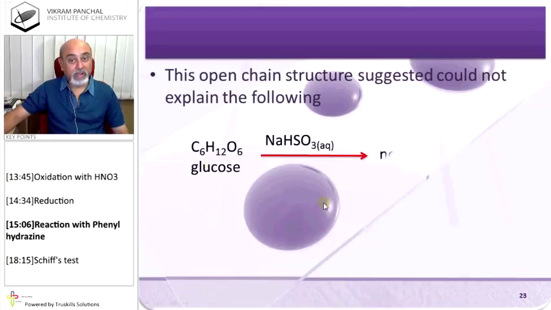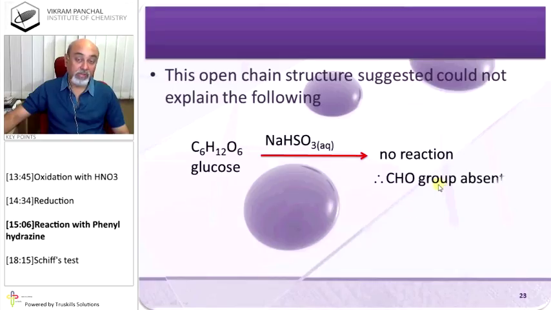Glucose does not react with sodium bisulfite. Now, addition reaction with sodium bisulfite is a characteristic reaction of the aldehyde group, but glucose does not react. It suggests that glucose should not have a CHO group.